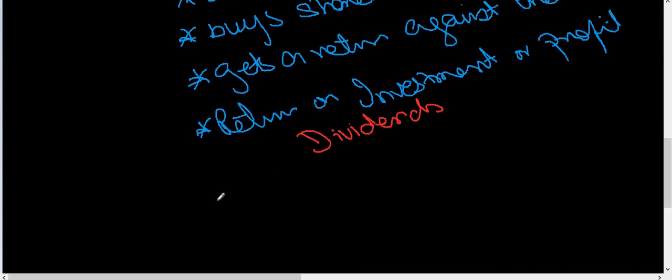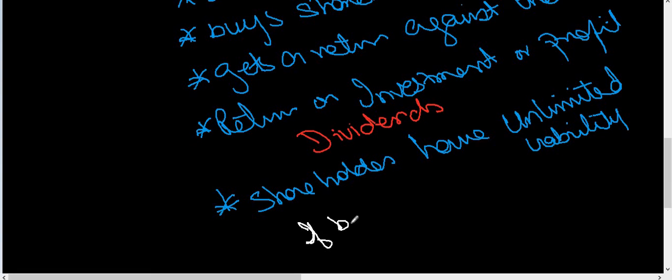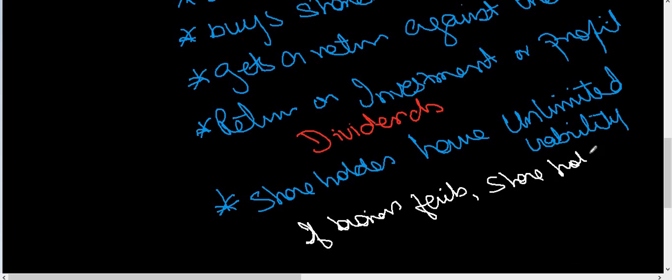Shareholders or the owners, they are owners, right? So shareholders have limited liability, which means if the business fails, shareholders will lose their investment. Shareholders will only lose their investment.